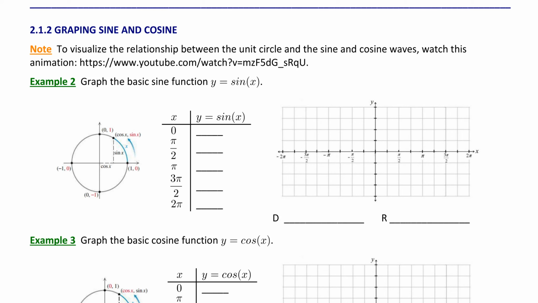Now that we are familiar with the unit circle, let's begin to examine the graphs of sine and cosine. In this video, we will graph the relationship between the sine of the angle and the angle itself, and also the graph of cosine of the angle and the angle itself. For an excellent perspective of how to visualize these relationships, I highly recommend this YouTube animation, so check it out.